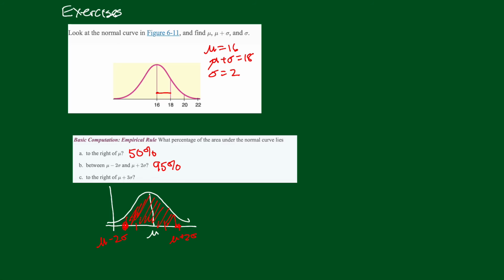And then the last one says, how much area is to the right of mu plus 3 sigma? Now let's be careful. I'm going to draw this again. That's a mess. Now there's the curve. Here's the mean. Go over 1, 2, 3 standard deviations. So this is mu plus 3 sigma. We are asked how much area is out there. How much area is out there? Well, we do know this. If you go between 3 standard deviations, right, between 3.